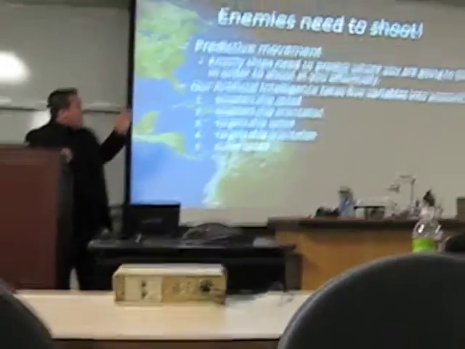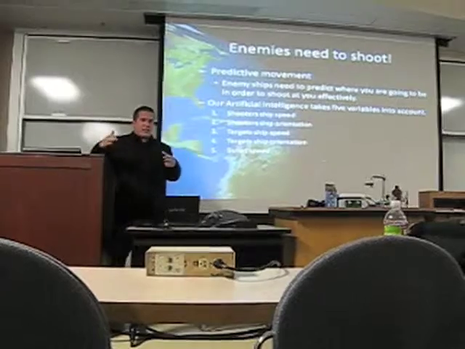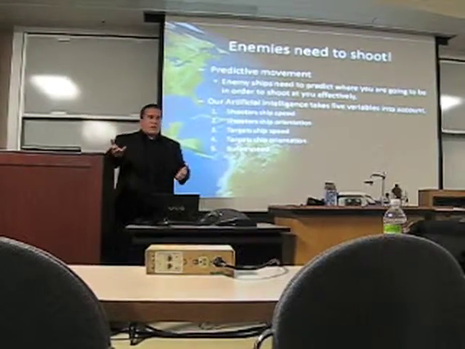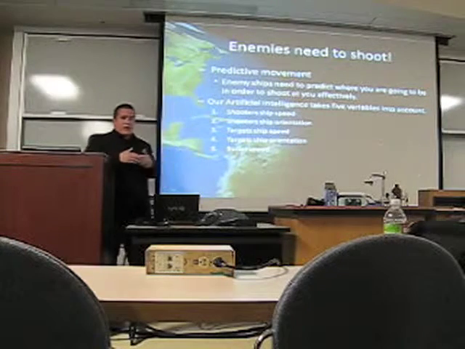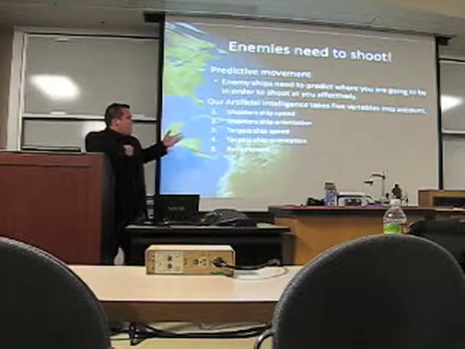So we actually had to write our own code that does predictive movement, because the AI doesn't know. Because these things are moving around in three-dimensional space, we don't know where the player is going to be. So we actually have to write our own more fun linear algebra code to figure out where he's going to be. So our artificial intelligence takes 5 variables into account.